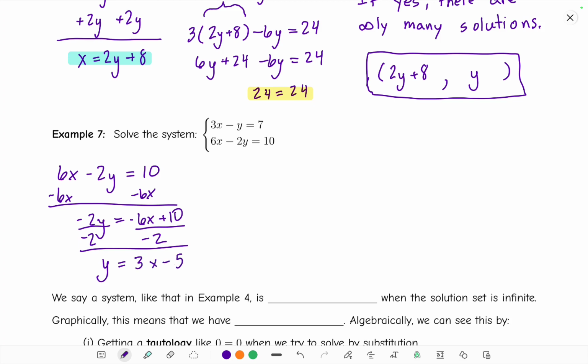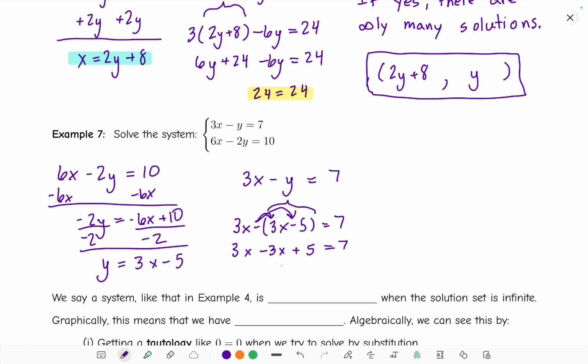We then substitute this into the other equation. So we get 3x minus y equals 7. The y gets replaced by 3x minus 5. And then we get 3x minus that. So this is where you have to be careful. Because of this minus sign, that's why I need parentheses. In example 5, it was a plus sign, so I didn't need parentheses. So then we get 3x minus (3x plus 5)? And that's why we need the parentheses, because this negative sign has to get distributed.